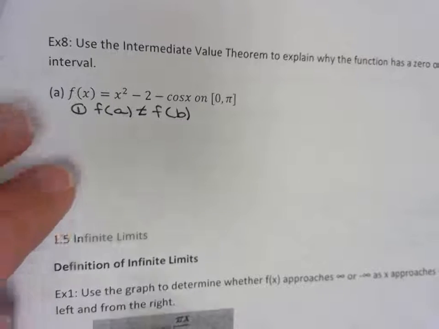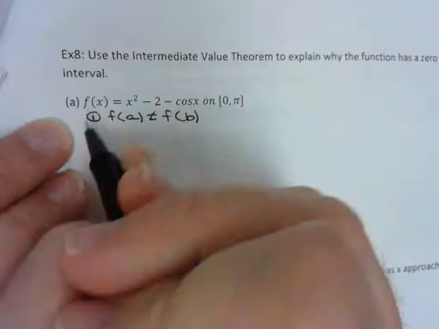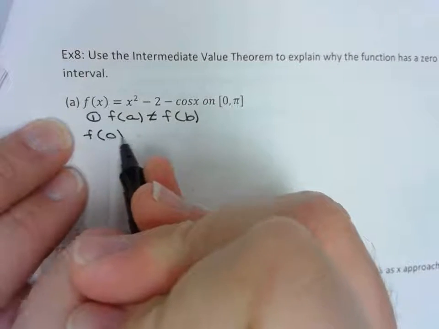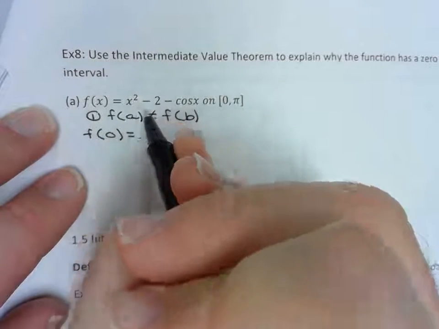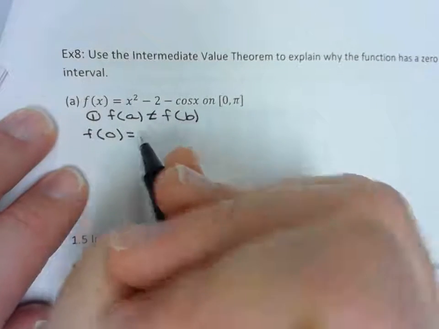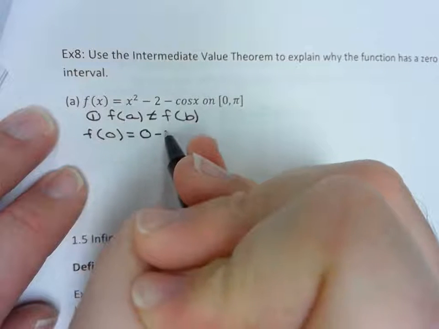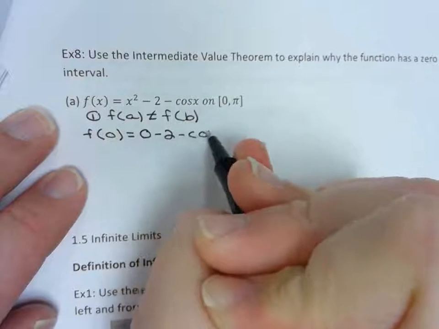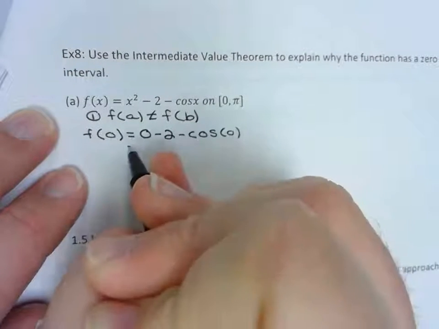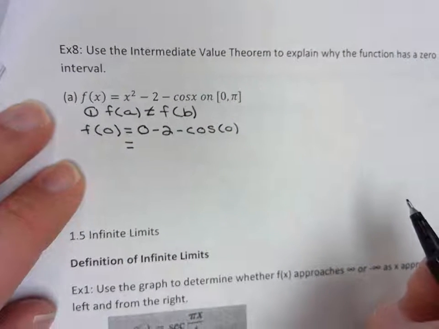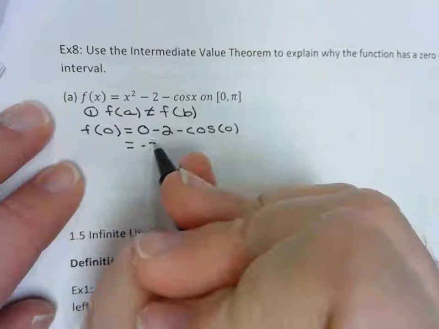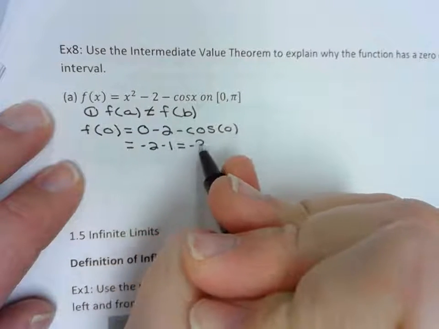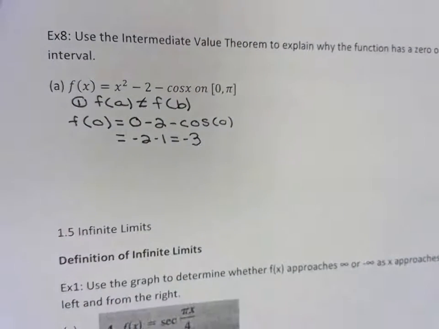F of A, in this case it would be f of 0. We've done this in algebra 1. If I plug in 0, that's going to give me back 0 minus 2 minus cosine of 0. Cosine of 0. So negative 2 minus 1, that gives me negative 3. So I evaluated f of 0, or f of the left endpoint.